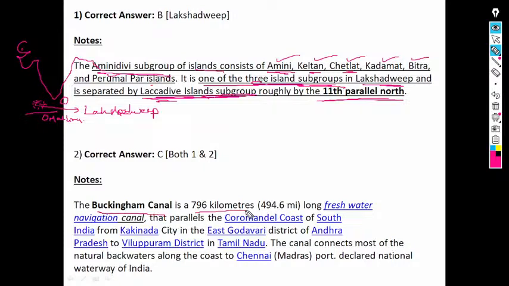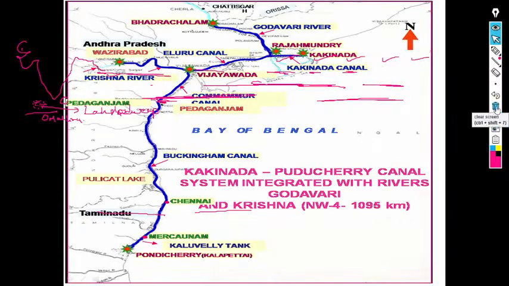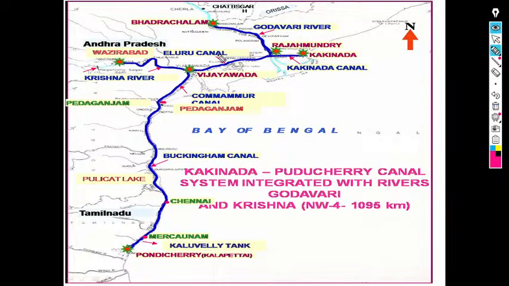Next, the Buckingham Canal is a 796 kilometer freshwater navigation canal that follows the Coromandel coast of South India from Kakinada. Particularly, if you see here, Bhadrachalam, Rajahmundry, Kakinada, the canal runs from Kakinada to Pondicherry, basically. It is Pulikat Lake, this is Chennai. So Vijayawada, and this is Krishna River.